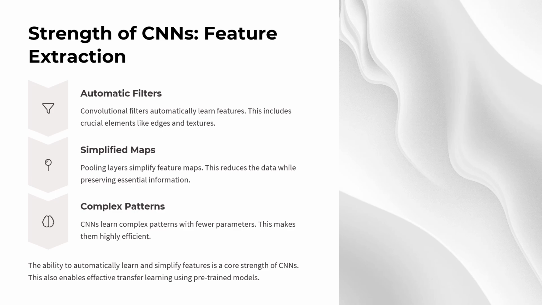Third one is complex patterns. CNNs can learn complex abstract patterns while using fewer parameters. This makes them very efficient and powerful, especially for deep learning tasks. The ability to automatically learn and simplify features is a core strength of CNNs. This also supports transfer learning using predefined models, making CNNs versatile across various tasks.